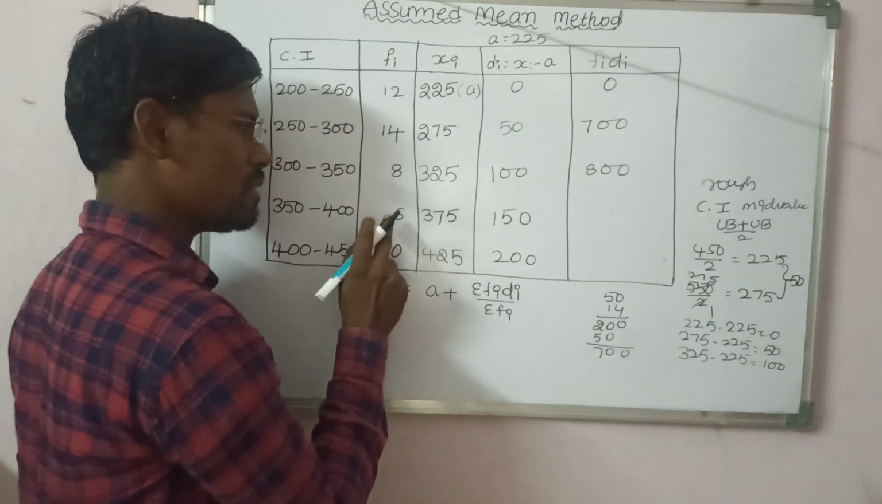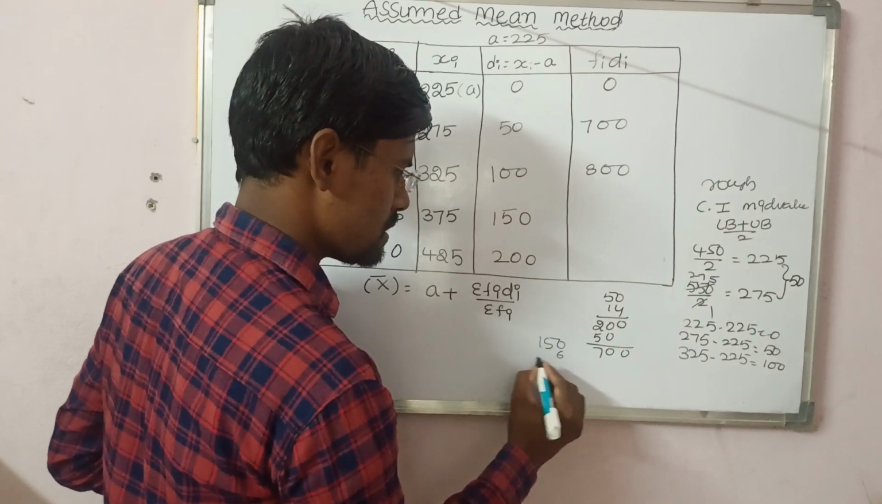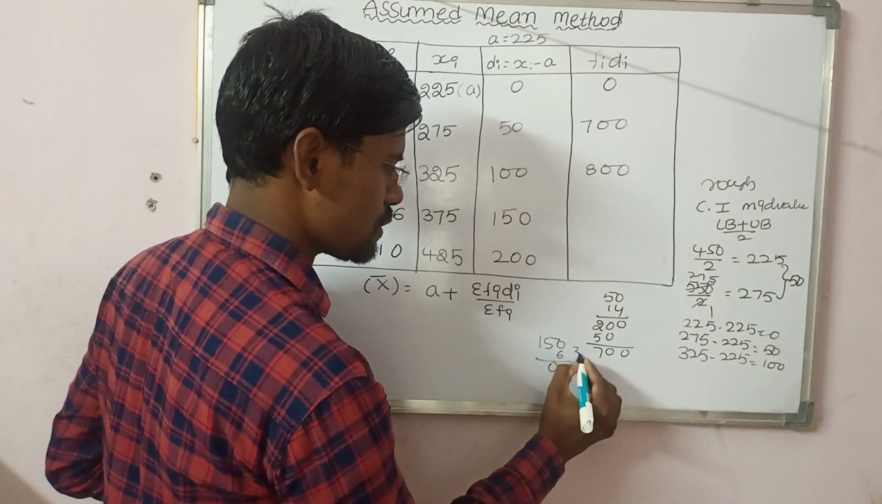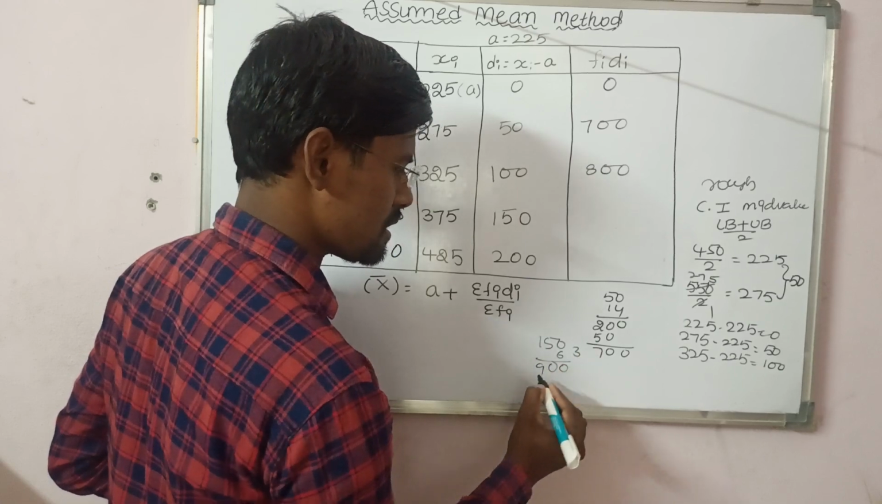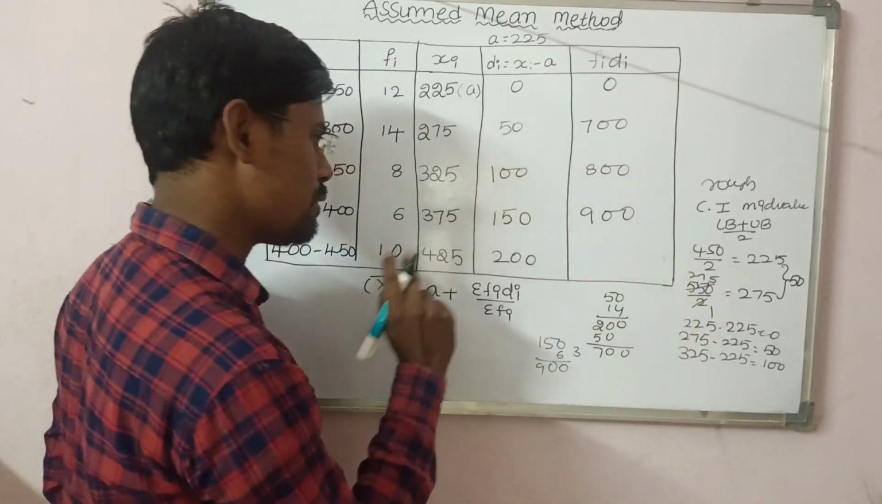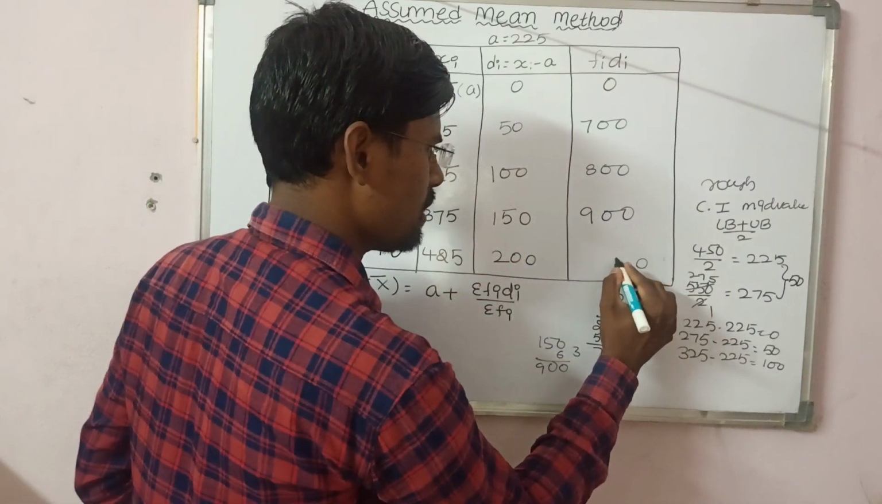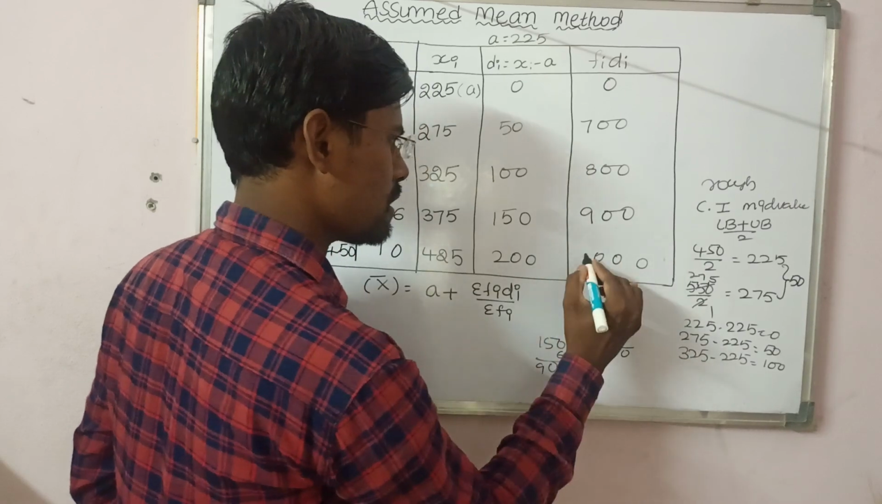What is the third one? 6 into 150. 6 zeros are 0, 6 fives are 30, 0 and 3 carry. 6 ones are 6 plus 3 is 9, so 900. Next, what is 10 into 200? How many zeros are there? 1, 2, 3. I am keeping 3 zeros here, and then 1 two is 2, so 2000.